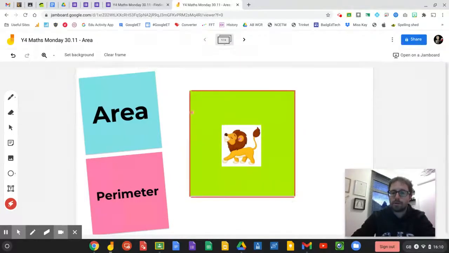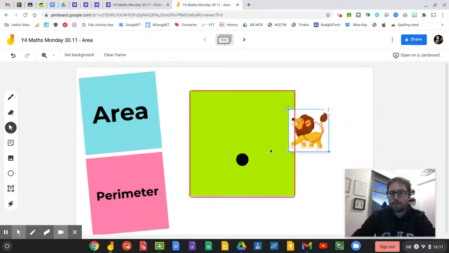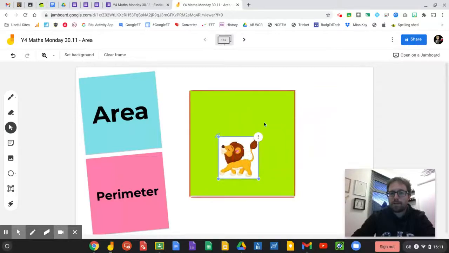So perimeter is a measure on the outside. Area is the measure on the inside. So on this map, let's just take him out for a second. Everything green is the area of this shape. So bring my lion back. The lion's living in the area of his enclosure. That's how much area, how much space he has. So it's a measure of the space inside.